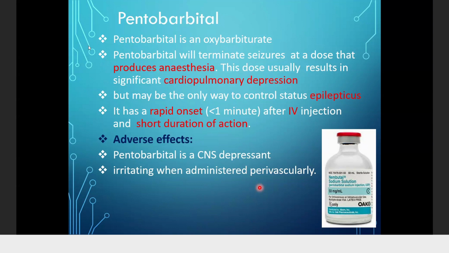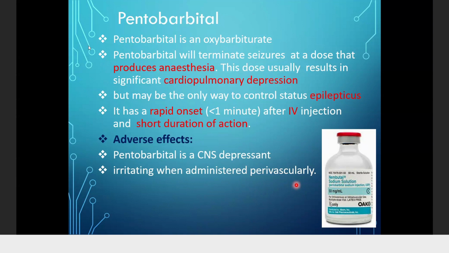The drug that we normally use is Nembutal, Nembutal sodium solution. This is the trade name, and it contains pentobarbital sodium injection. The concentration is 50 milligram per ml, right? So it's a CNS depressant. It is irritating when administered perivascularly.